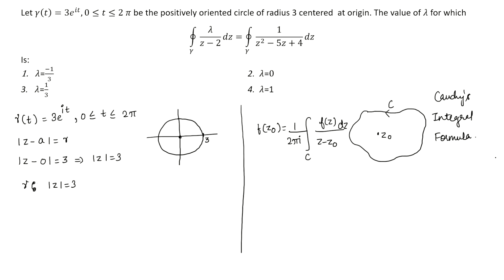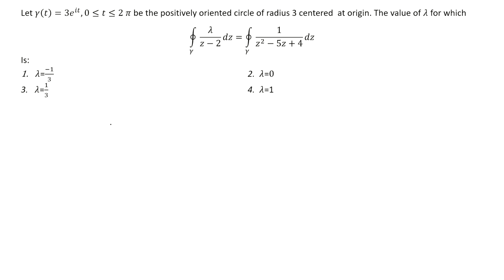So now we will be applying Cauchy's integral formula on both of these integrals separately to find the value of lambda. Cauchy's integral formula basically says that the integral of f of z by z minus z0 dz, into 1 by 2 pi i, is equal to f of z0, where z0 is a point inside the closed contour C where f of z is analytic.